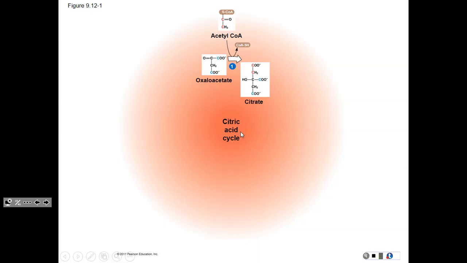Simple stuff. But look what we got here. We got a 6-carbon molecule. Count them if you like, right?